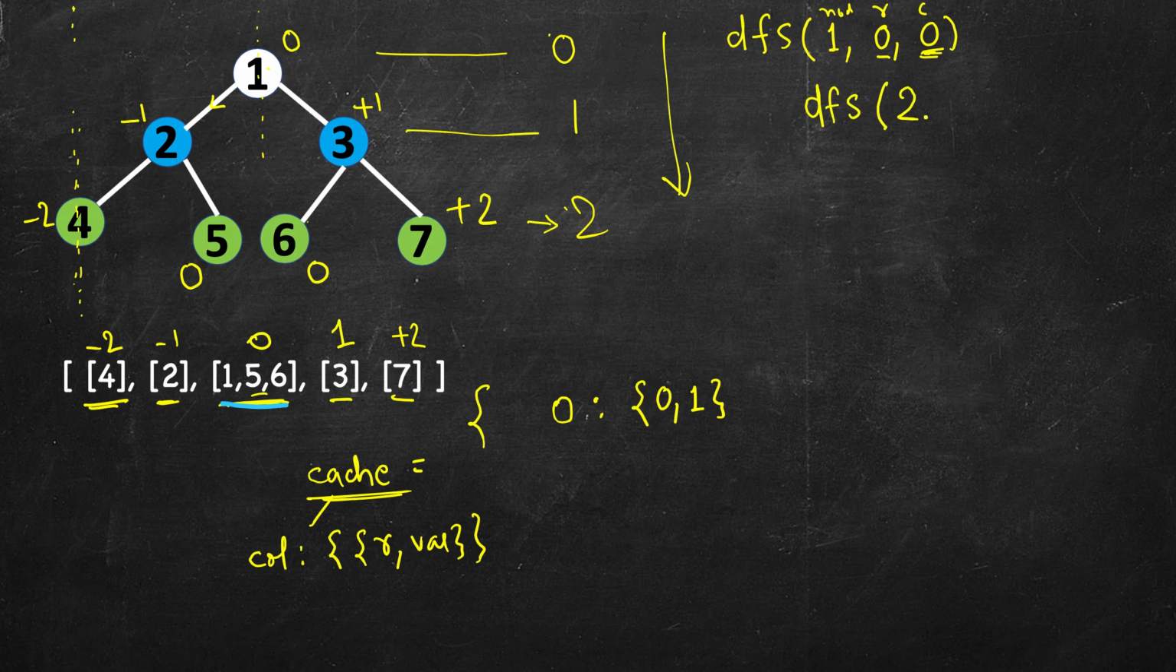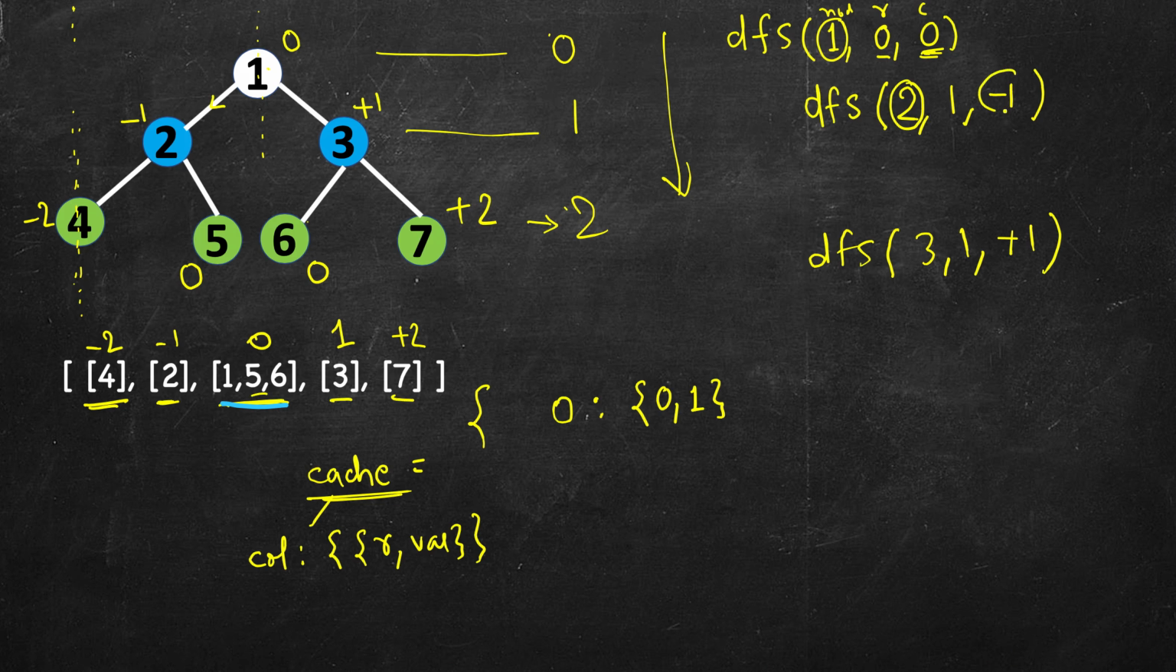Its left is 2. So this is not the value 2, this is node 2. It has value within it. So 2, and its row number is 1, 1 more than parent, and column is 1 less since it's the left child. And it will also call DFS 3, row number 1, and column number plus 1. Then this 2 will call for 4 and 5.